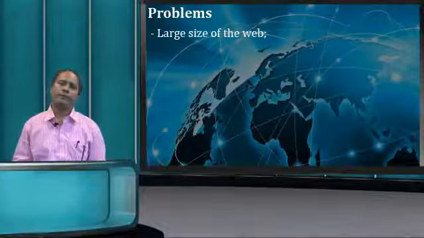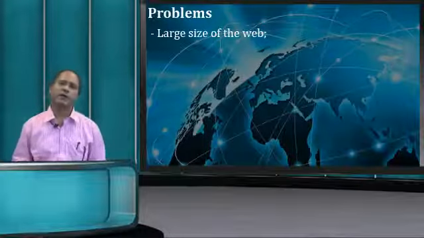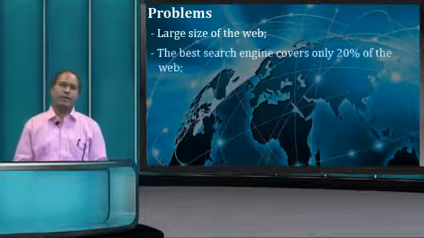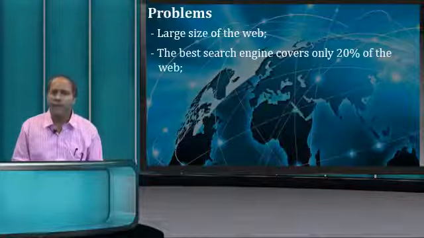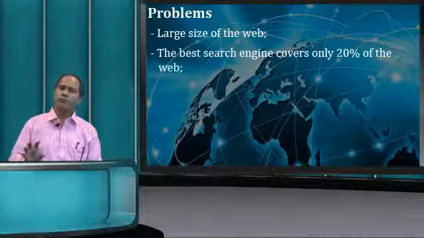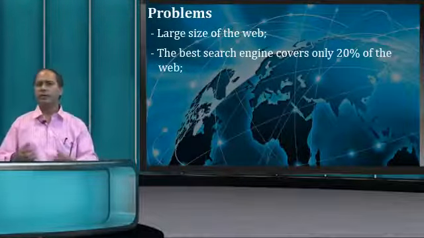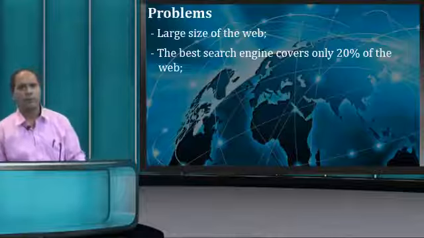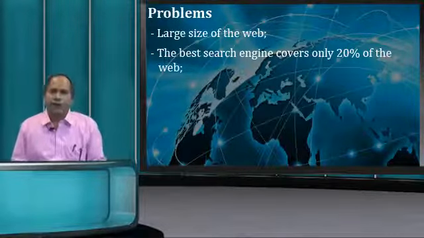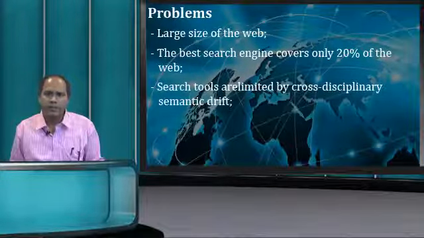The first problem is the very large size of the web. The web is a huge information space and it is almost impossible to index 100% of it. For example, the most comprehensive search engine in the world covers only 20% of the web. If you merge together the databases of all search engines, then also the coverage does not exceed more than 42 to 43% of the whole web. Then the third big problem is that search tools are limited by cross-disciplinary semantic drift.